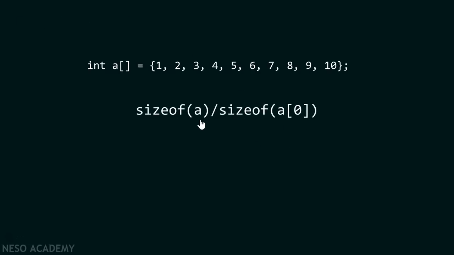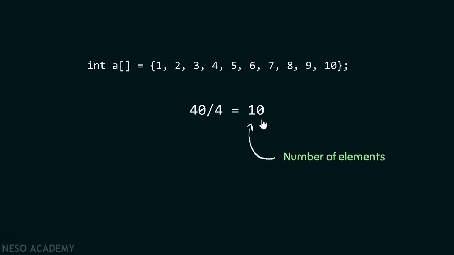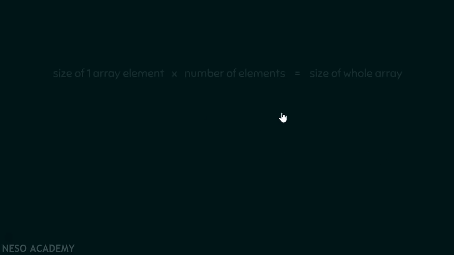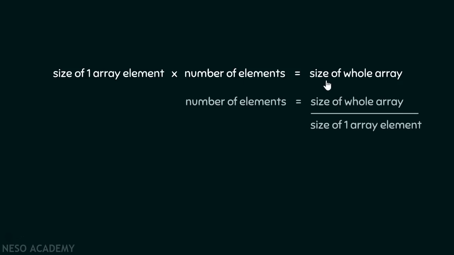So the second part of this sentence is also clear. Size of A we already know it is 40 bytes in this case, and size of A[0] is 4 bytes. In order to calculate how many elements are there in this array, we need to divide 40 by 4, which gives me 10, which is the correct answer. But why does this work? In order to calculate size of whole array, we need to multiply size of one array element with number of elements. Isn't that so? If we want to calculate number of elements, we need to divide size of whole array by size of one array element. And that is what we are doing here, right?